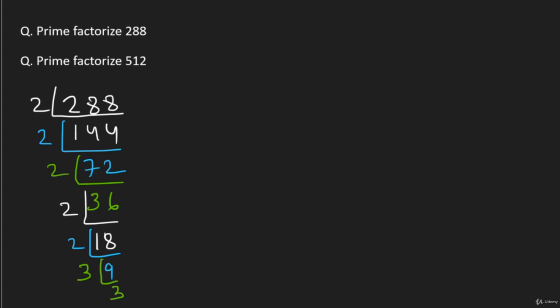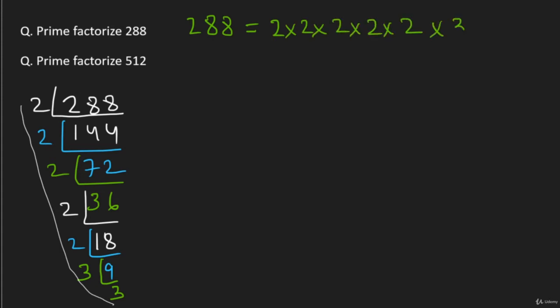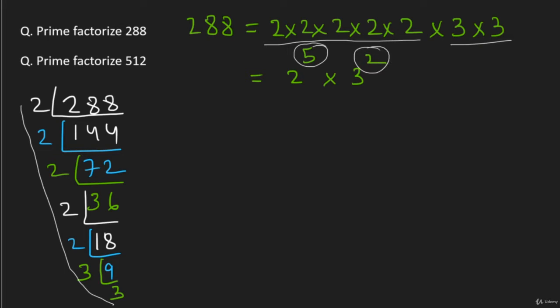Now I know that 288 is nothing but if I multiply all these numbers, I can say 288 is equal to 2 into 2 into 2 into 2 into 2. That's 5 2's, because you have 1, 2, 3, 4, 5, and you have 2 3's over here. Now this can also be written as 2 to the power 5 into 3 to the power 2. You have 5 2's over here, that's why you have a power 5, and you have 2 3's over here, that's why you have power 2.